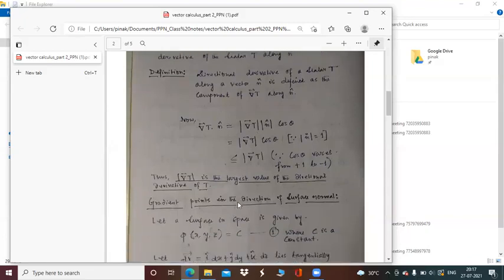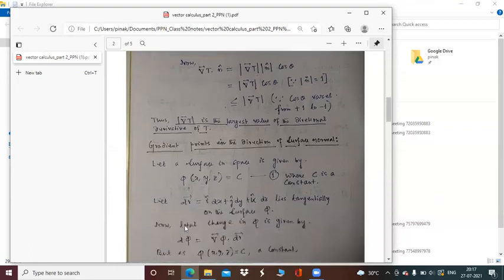Now the second aspect says gradient points in the direction of surface normal. Now how to prove this? For this, let us consider a surface in space which is given by phi(x, y, z) is equal to c, where c is a constant. Let us denote this surface by equation 1. Also let dr bar is equal to i cap dx plus j cap dy plus k cap dz lie tangentially on the surface phi, where dr bar, as we know, is an infinitesimal vector in 3 dimensions. So the total change in phi is given by d phi is equal to grad of phi dot dr bar.